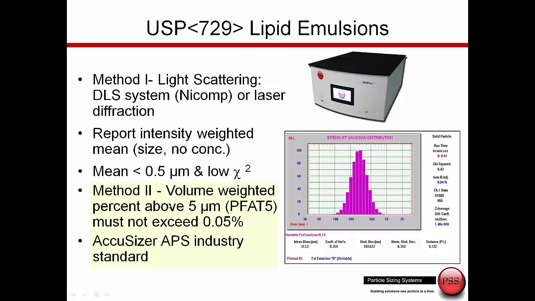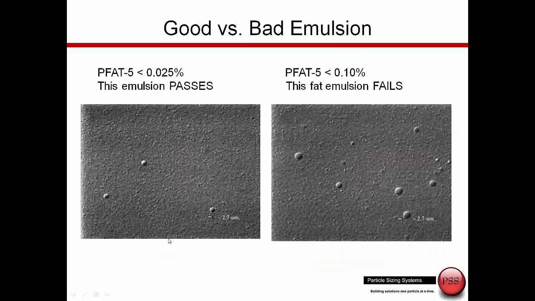But then method 2 says we want to look at the percent on a volume basis of the droplets larger than 5 microns, which we call a PFAT5. And the industry standard for doing this method 2 test is the AccuSizer.